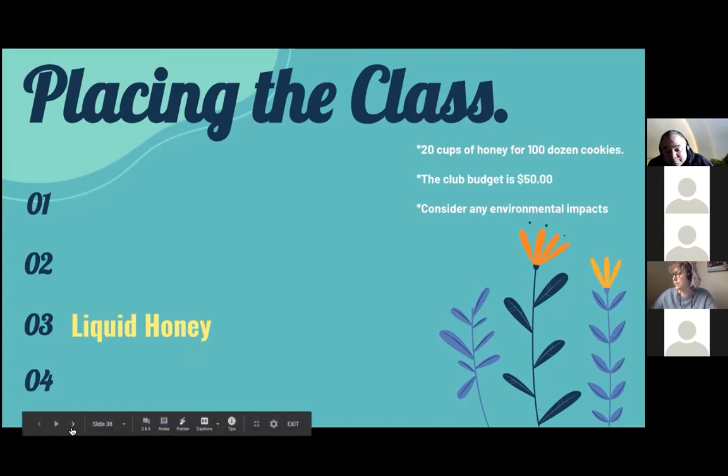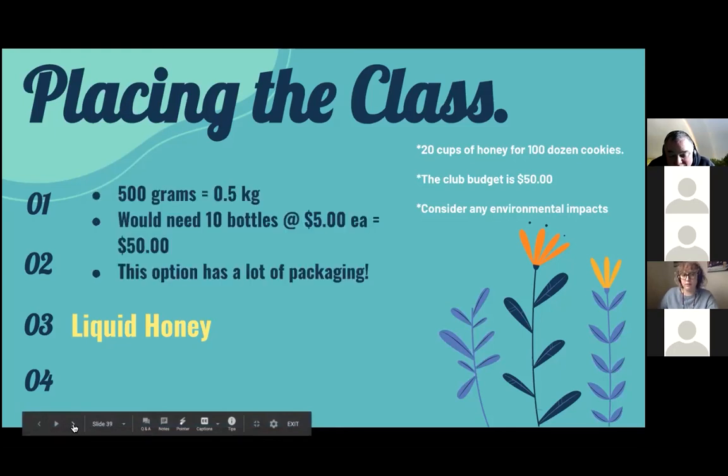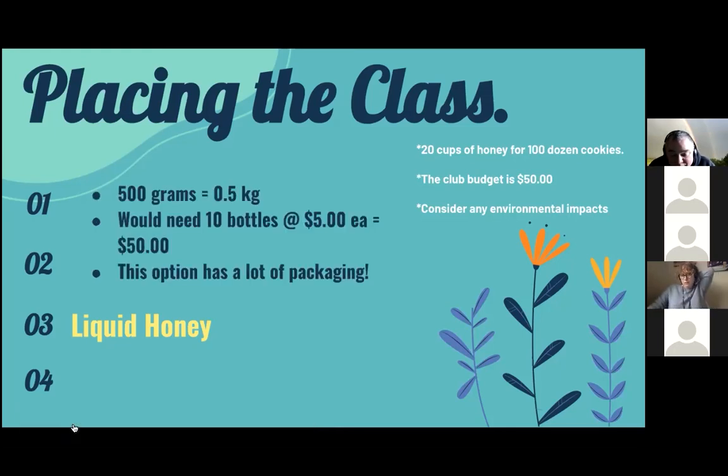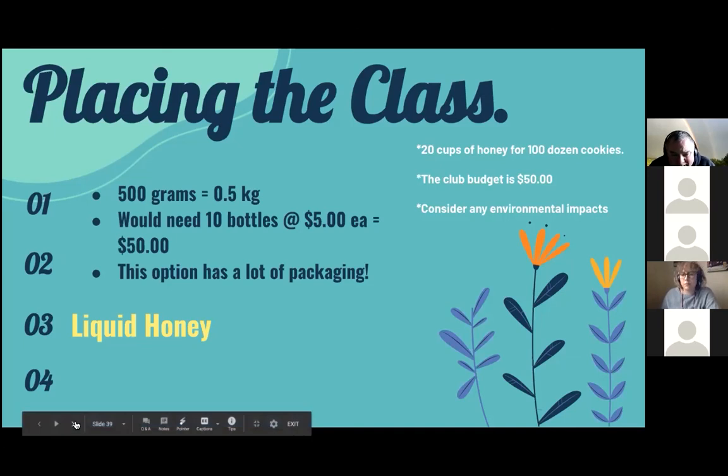And that's the liquid honey. The liquid honey would be the easiest to use, but it would use the entire honey budget to buy, because at $5 it'd be $50. You need 10 bottles. And there is a lot of packaging involved as well. So it is the most convenient, but it's the most expensive of the last three as well. So we end up putting that in third place.